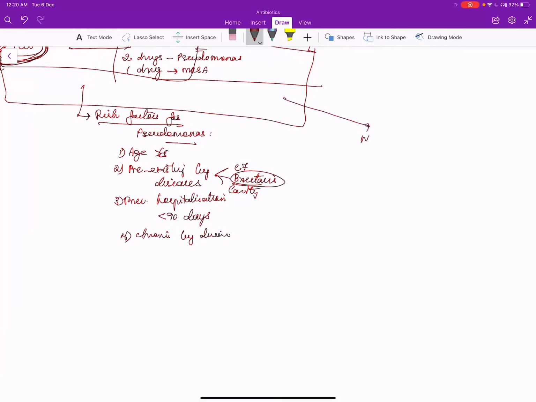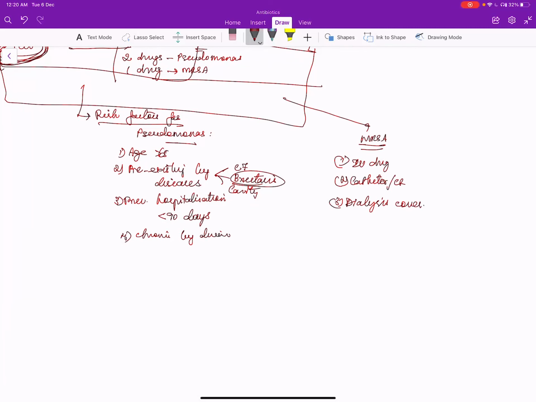Risk factors for MRSA. How does Staph aureus come? IV drug abuse, catheterized patient, that is central line, or dialysis catheter patient. That is why, for pneumonia in a renal patient, we give cover for MRSA, right?